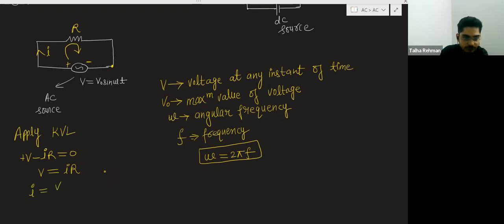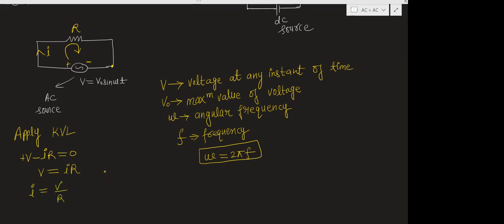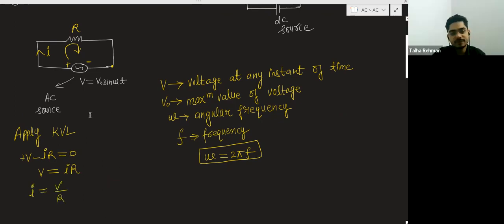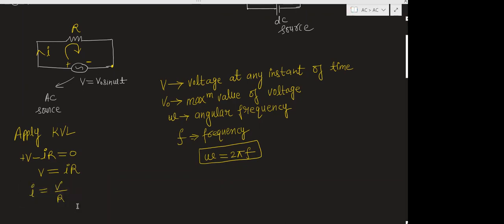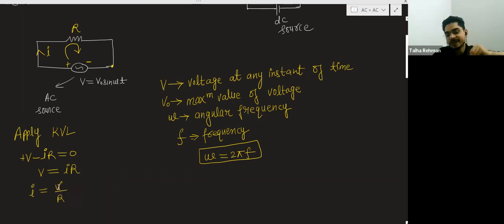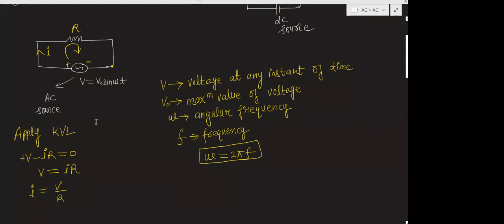I is equal to V by R. So you will say, sir, why have you applied the KVL? I know that current is equal to voltage by resistance. Because there can be any other source of voltage also. In that case, you have to apply this. So we cannot write that current at any time is equal to voltage at any time divided by the resistance. Always we cannot write.